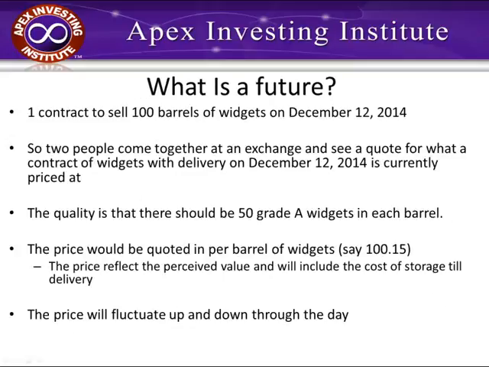Now, let's go over just an example. One contract, this would be an example of a futures contract. So let's say we have a futures contract for widgets, okay? It's one contract to either sell or buy, but it's for 100 barrels of widgets that's due for delivery or purchase on December 12th, 2014. Okay? So two people come together at an exchange, and they see a quote for what a contract of widgets would cost to be delivered on December 12th, 2014.